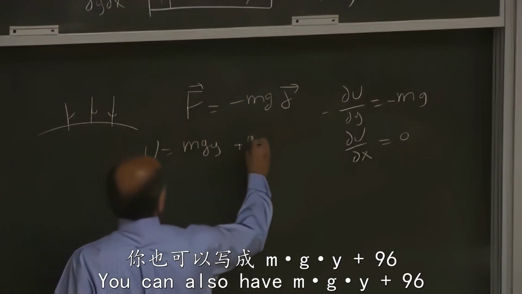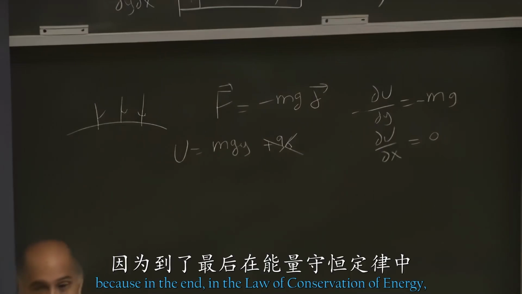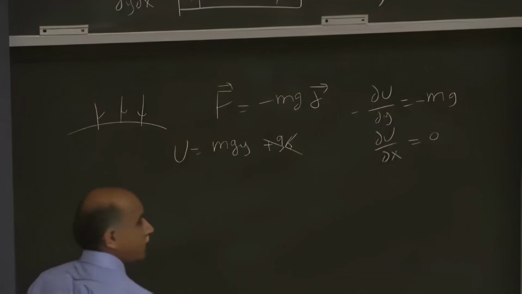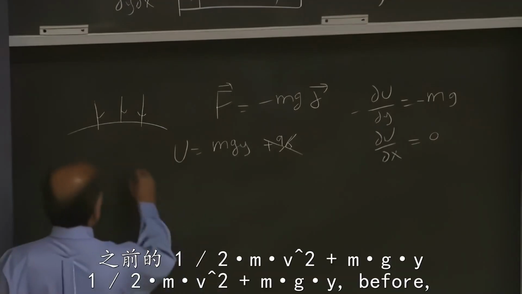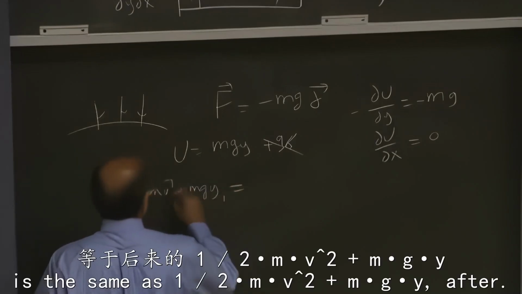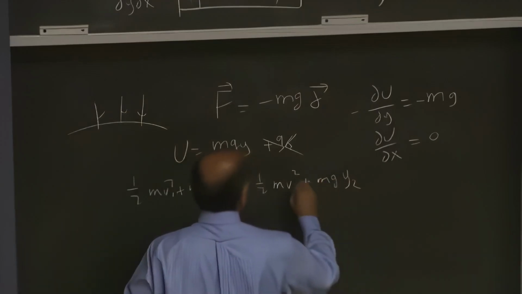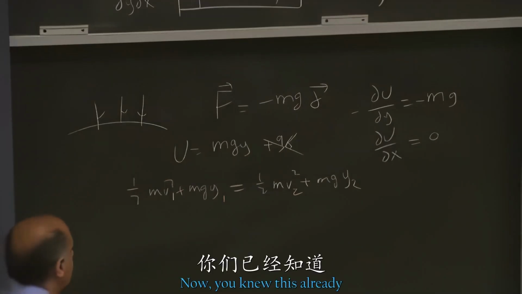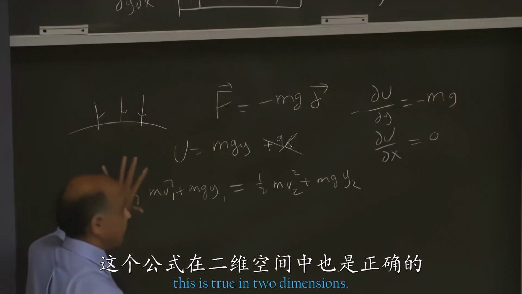You can also have mgy plus 96, but we will not add those constants because in the end, in the law of conservation of energy, k1 plus u1 is k2 plus u2. Adding a 96 to both sides doesn't do anything. So this means when a body is moving in the gravitational field, 1/2 mv squared plus mgy before is the same as 1/2 mv squared plus mgy after. Now, you knew this already when you're moving up and down the y direction. But what I'm telling you is this is true in 2 dimensions.